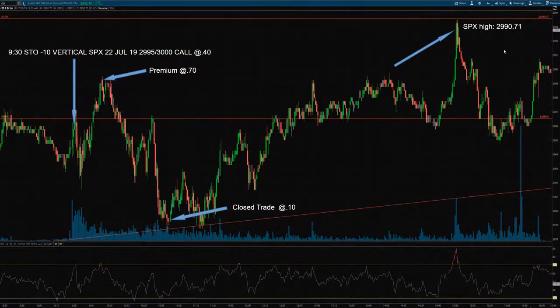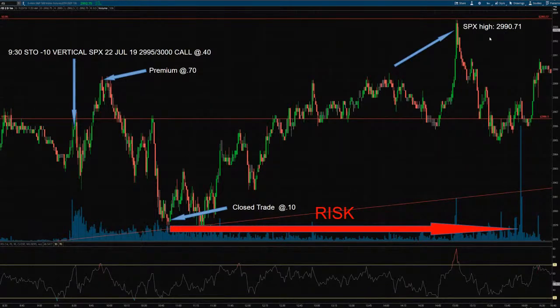And the SPX was around 29.90, okay? So 5 points away from my short call. That's a lot of stress, and you could have had a pretty big loss here if the market kept going higher. The issue is, the longer you're in a trade, the more risk you have, especially when you have a profitable trade already. You want to keep that in mind when you're trading.